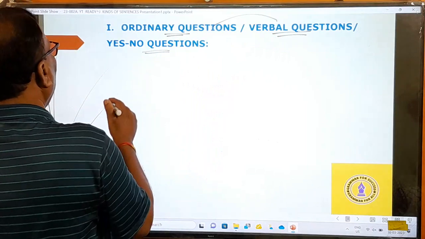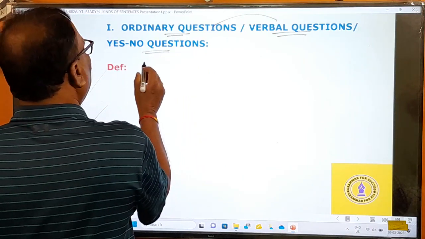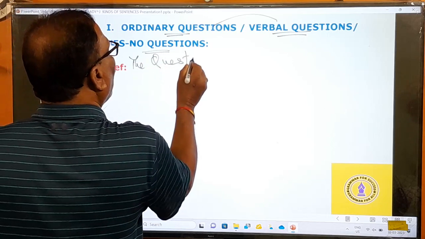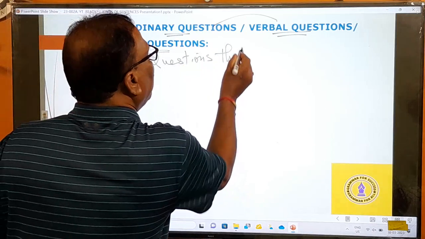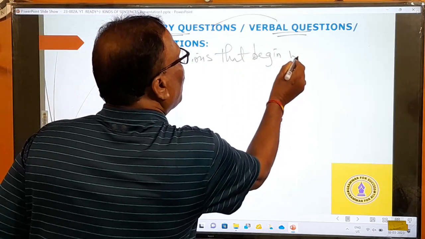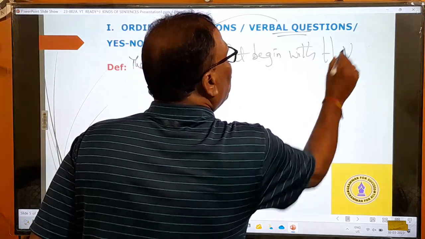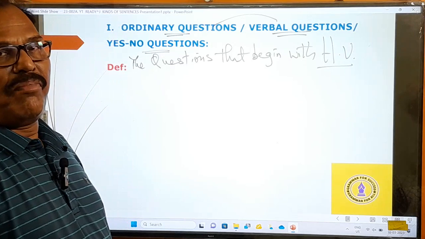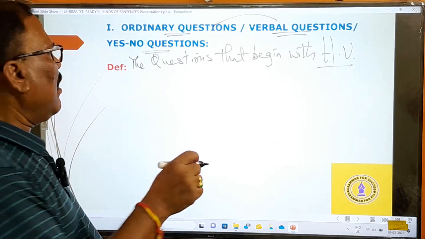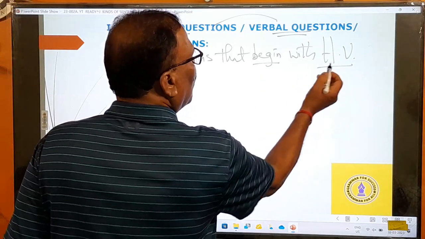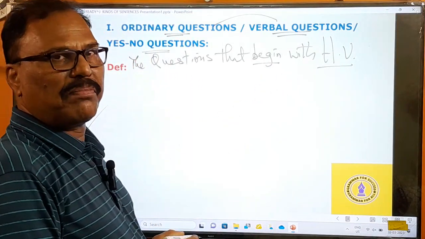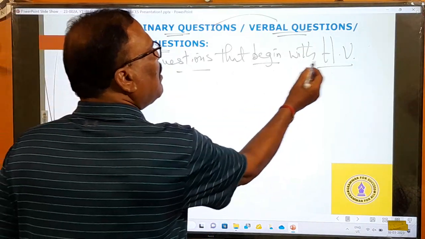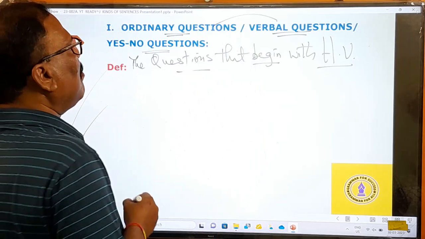Here let me tell you about ordinary questions. They are the questions that begin with helping verbs. Let me make use of a short form: HV stands for helping verbs. Any sentence, any question that begins with a helping verb is called an ordinary question. So the questions that begin with helping verbs are called verbal questions.